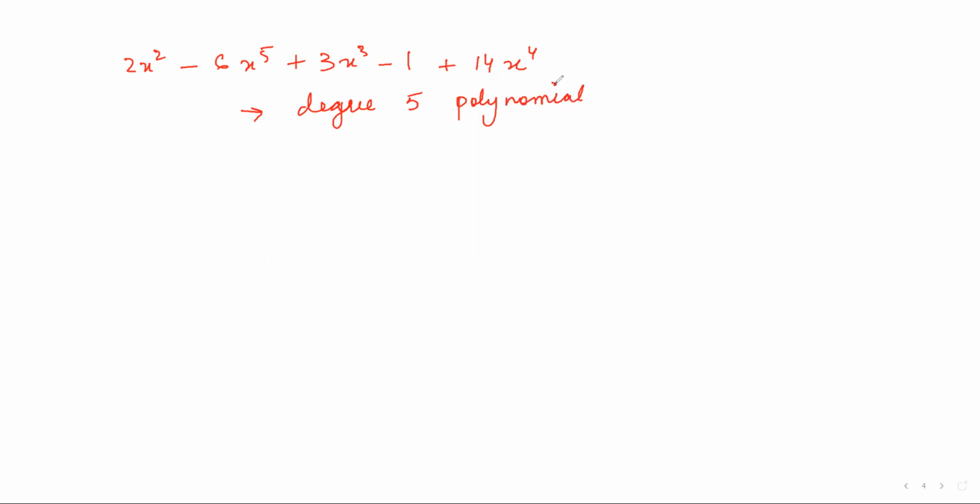Now, according to the degree, how can we classify the polynomial? So the degree 1 polynomial is known as a linear polynomial. Understood?